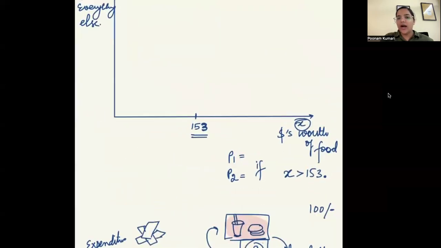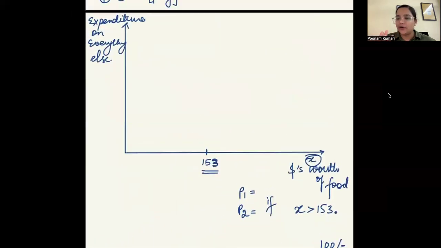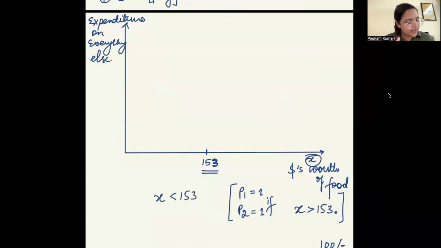So after the scheme is not applicable, you will have to spend $1 to get $1 worth of food, and you will have to spend $1 if you want to do anything else, right? So P1 is 1 and P2 is also 1. But do we have the same situation when X is less than 153?